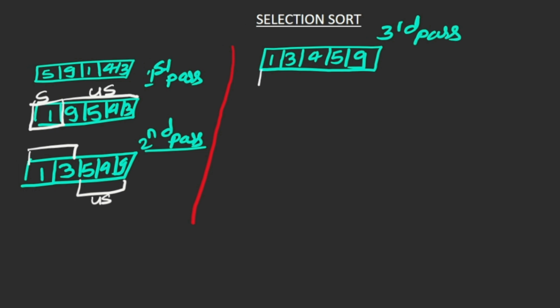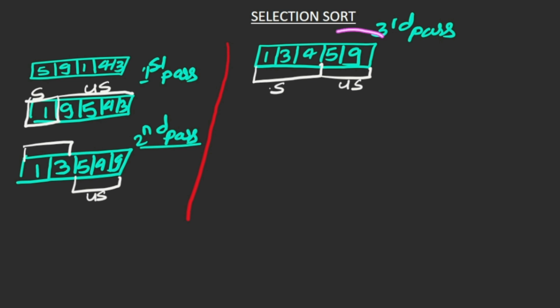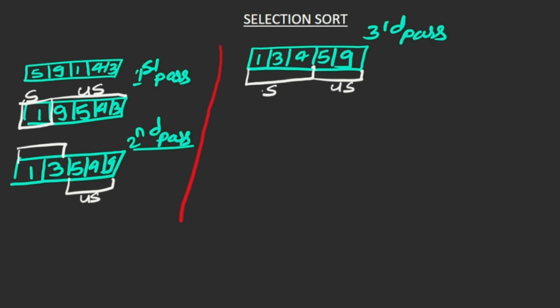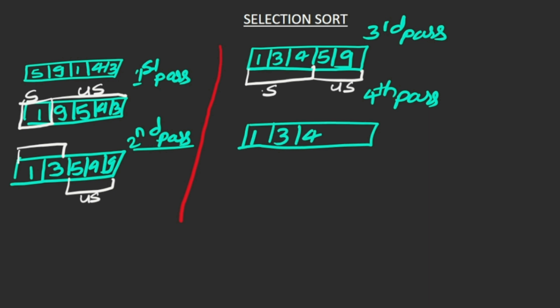Okay. Now the array is sorted up to this and this is unsorted. Okay. Again, now we need to find the minimum in the unsorted part. So 5 is the minimum, but no swap will happen because we need to swap with the first element of the unsorted array. Okay. After the fourth pass, we understand that we have got the sorted array, which is 1, 3, 4, 5, 9. Okay. This is sorted.